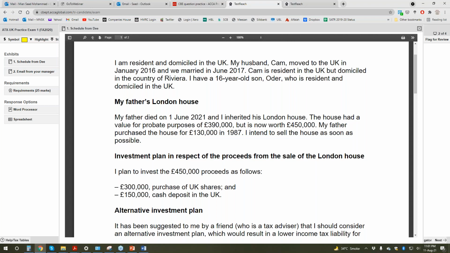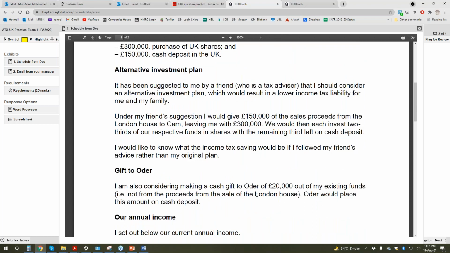That's fine. Whatever shares she purchases, she's going to receive dividends from there, and she has to pay income tax. On the cash deposit, she's going to receive interest, and she has to pay income tax on that as well. Alternative investment plan. I guess this is the plan they were talking about, and this is the plan that their friend has suggested to them. So that's fine.